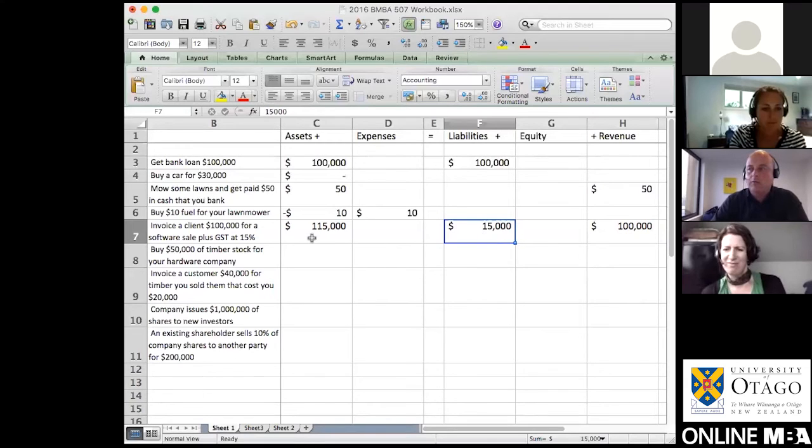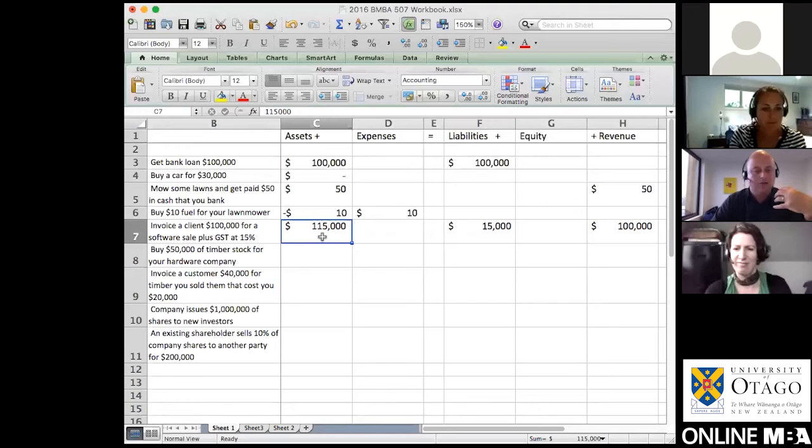So on one hand, when we think about, do we understand the transaction? Yep, we invoice the client for some software. We charge them 100,000 plus GST. They're going to pay us 115,000. Of that 115,000, 100 grand goes to our revenue. $15,000 we're going to have to pay to the IRD, the tax department.